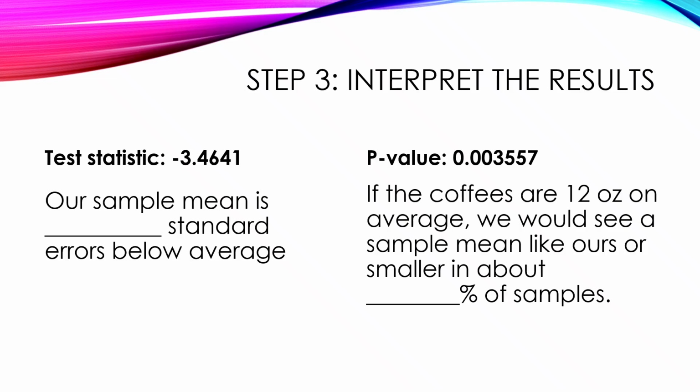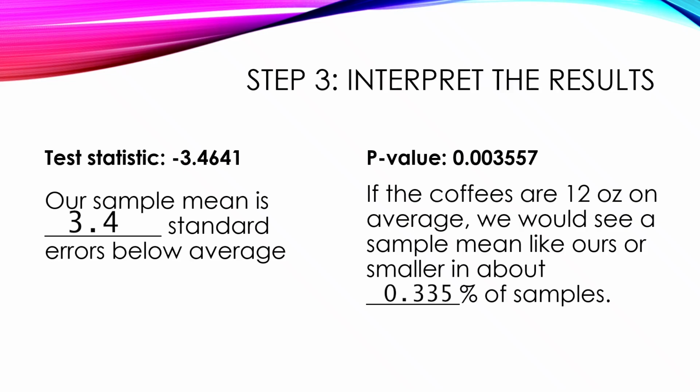Okay, so let's interpret those. Our test statistic was -3.46. So this means that our sample mean is about 3.4 standard errors below average. Seems pretty far to me. Let's look at our p-value. Our p-value is 0.0035. So this means if the coffees are 12 ounces on average, we would see a sample mean like ours or smaller in about 0.335% of our samples, which seems very unlikely.